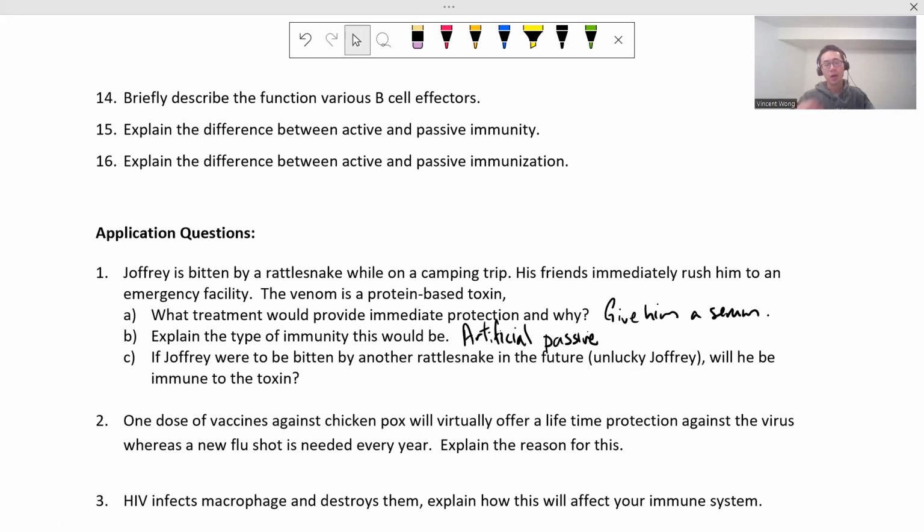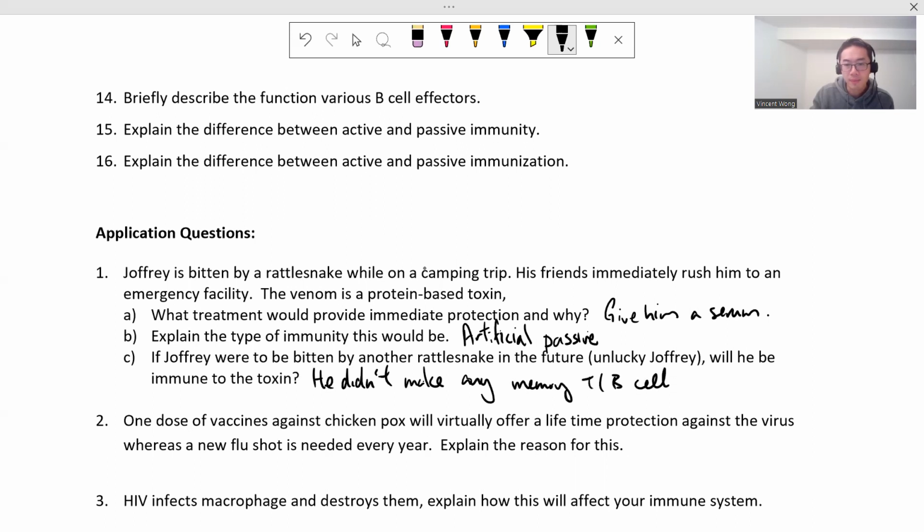That's right. These artificial passive immunities are not meant to last. He did not make any memory T or B cells. The only way for this to happen is perhaps if he's able to fight it off himself, but it's not realistic. By the time he's able to produce the antibodies, the toxin would have probably hurt him severely already, if he doesn't die.